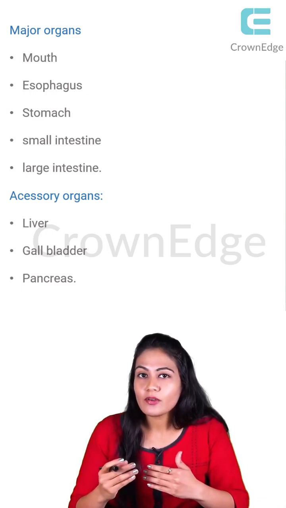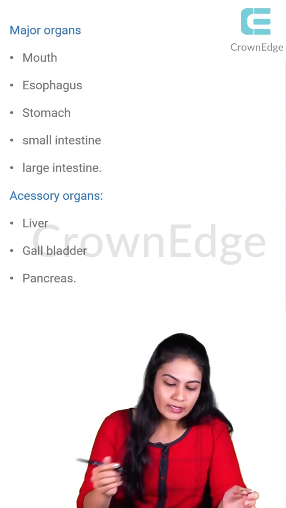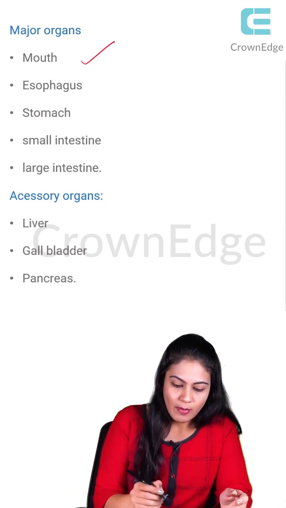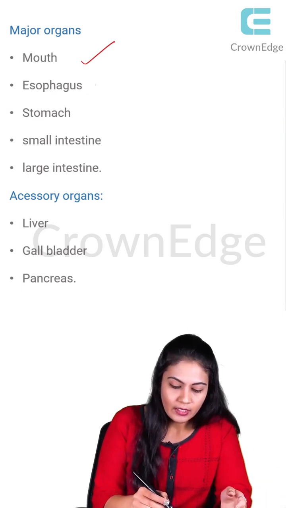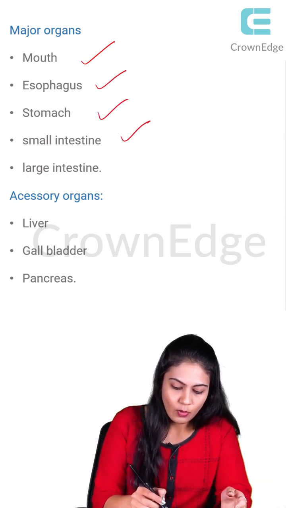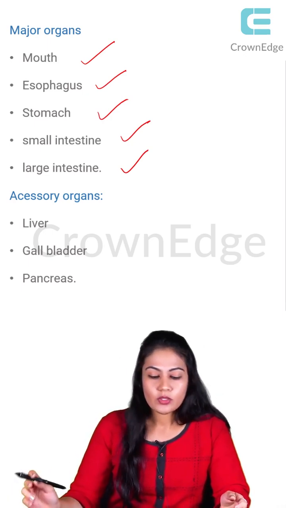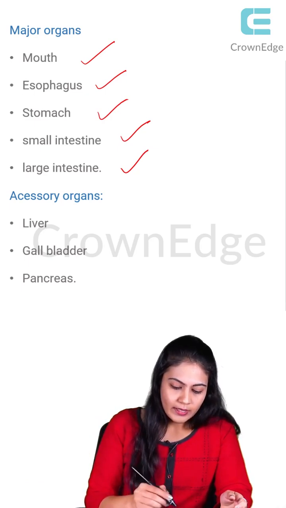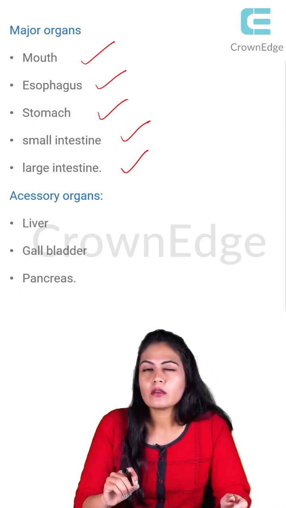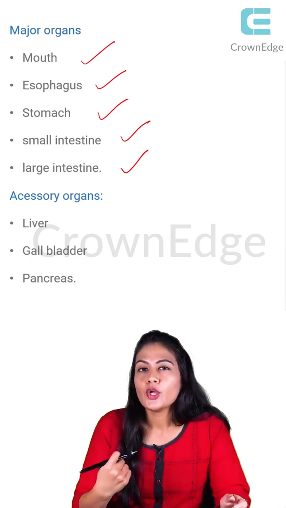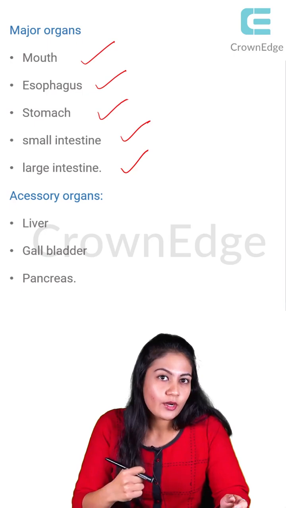So in the GI system, which organs are involved in the processes? First is the mouth, that is your oral cavity. Then esophagus, stomach, small intestine, large intestine, till the rectum, right? But these alone are not sufficient to get the nutrients digested and absorbed.